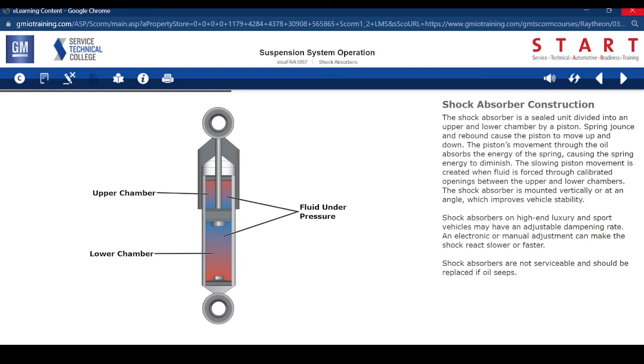The shock absorber is mounted vertically or at an angle, which improves vehicle stability. Shock absorbers on high-end luxury and sport vehicles may have an adjustable dampening rate. An electronic or manual adjustment can make the shock react slower or faster. Shock absorbers are not serviceable and should be replaced if oil seeps.